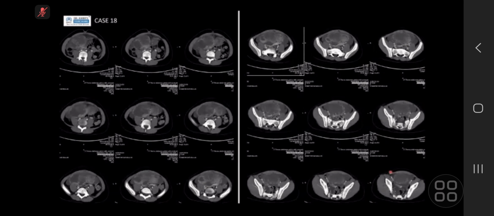I've been provided with serial axial CT sections showing evidence of a heterogeneously enhancing lesion in the right iliac fossa and the intraperitoneal region. There are a few areas of necrosis within.